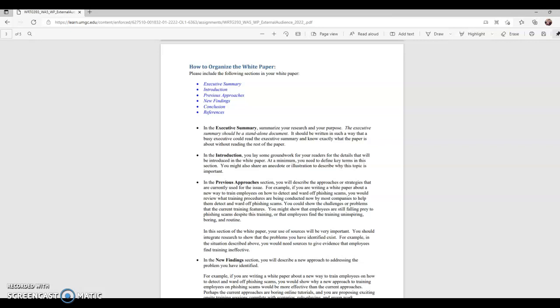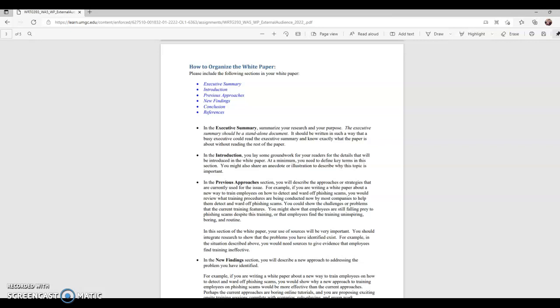There's a great link to our college's discussion of white papers and how they're organized, including the executive summary and how the executive summary is organized. It should be a miniature of the document. Okay. Then your document itself, start the introduction on a new page, right? Introduction, previous approaches to the issue or the concern, new findings, conclusion, and references. Those are the sections that I will be looking for.